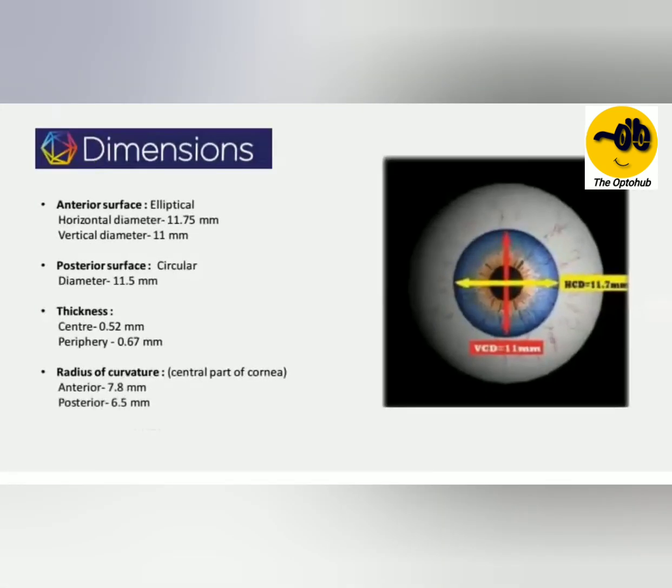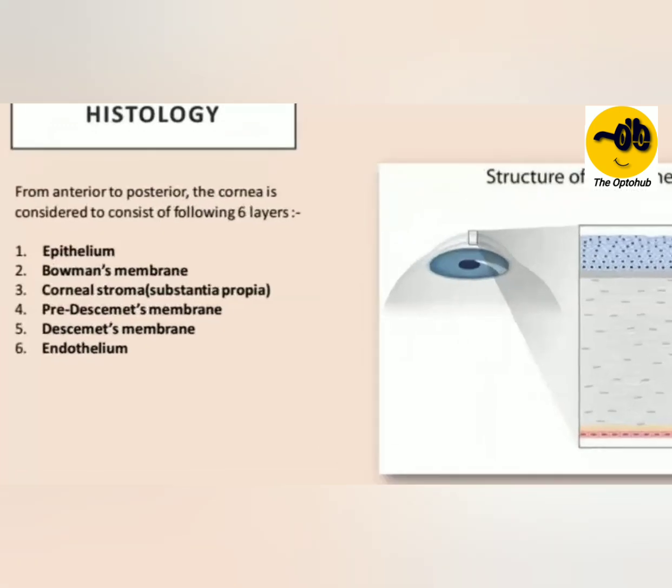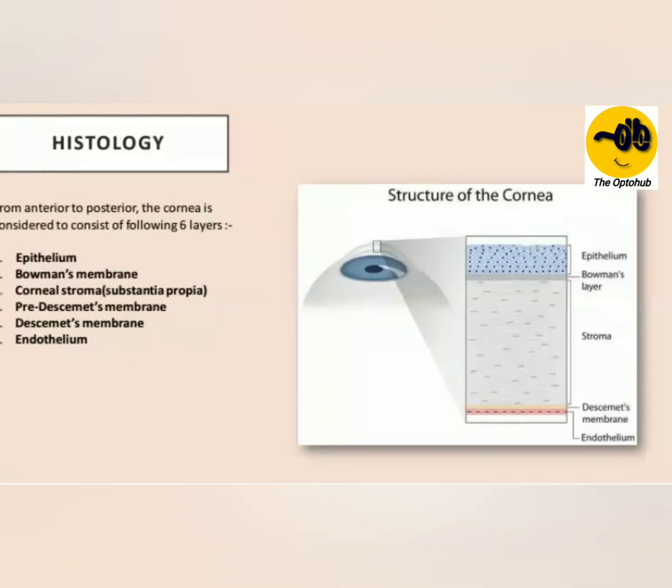Moving on to the next slide, we have histology. That means the study of the structure of the cornea or the tissue layers. Talking about anteriorly to posteriorly, the cornea is considered to consist of the following 6 layers: the epithelium being the outermost, then the Bowman's membrane, then comes the corneal stroma, which is also referred to as the substantia propria, then the pre-Descemet's membrane, and lastly the endothelium, which is the innermost layer.